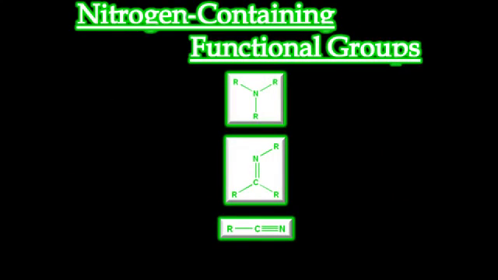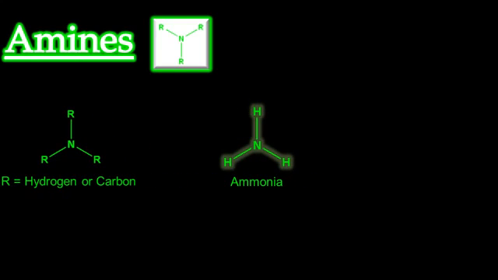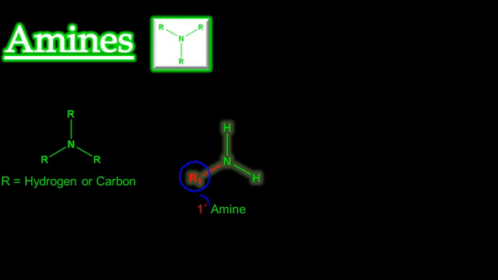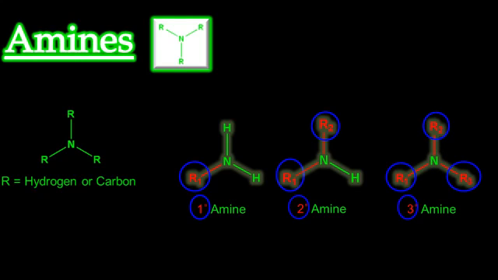Nitrogen-containing functional groups. We'll start off by first taking a look at amines. Amines feature a nitrogen that is singly bonded to three other groups. One nitrogen, featuring three hydrogens, is ammonia, which is the simplest of all amines. If one of the hydrogens of ammonia is replaced with a carbon group, then this results in what is referred to as a primary amine. Likewise, if two of the hydrogens on ammonia are replaced with carbon-containing groups, then a secondary amine results. And lastly, if all three hydrogens on ammonia are replaced with carbon-containing groups, then a tertiary amine results.